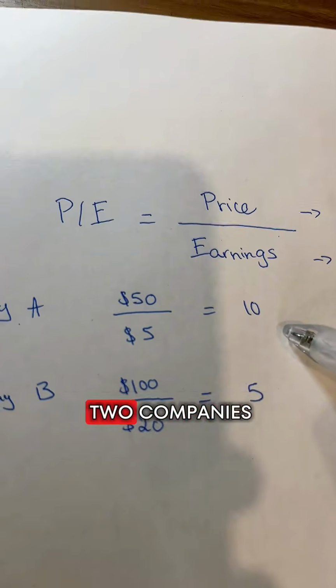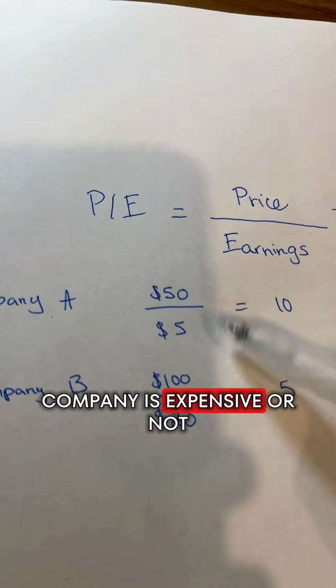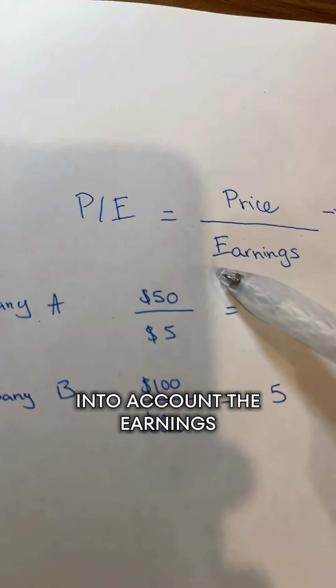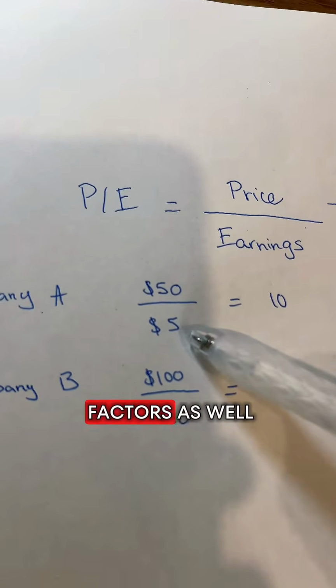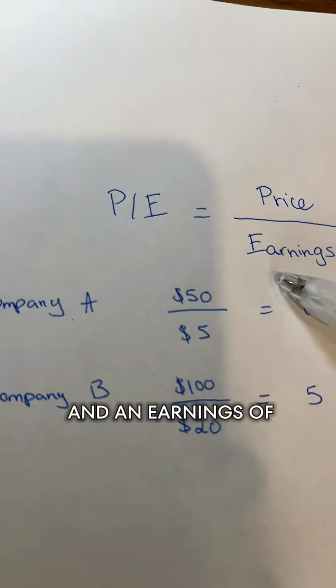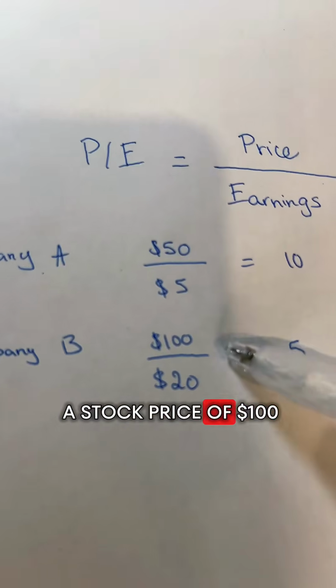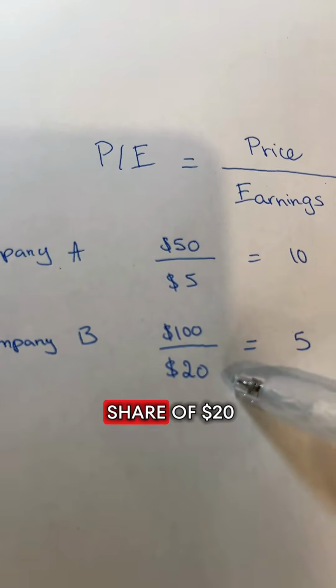Therefore, when you compare between two companies, it is not the price that determines whether a company is expensive or not. You have to take into account the earnings as well as other factors. Let's look at two examples. Company A here has a price of $50 and an earnings of $5 per share. Company B here has a stock price of $100 and an earnings per share of $20.